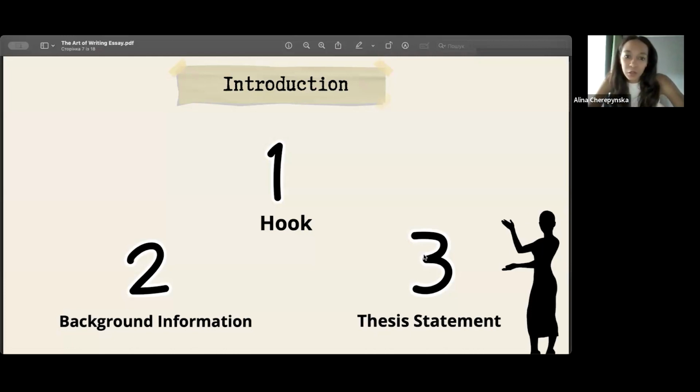This is important to understand that, first of all, you need to use it in the same order as I mentioned. Always, number 1, it's hook. Always, number 2, it's background information. And always, the third one, it's thesis statement. So once again, we're speaking only about the introductory part.